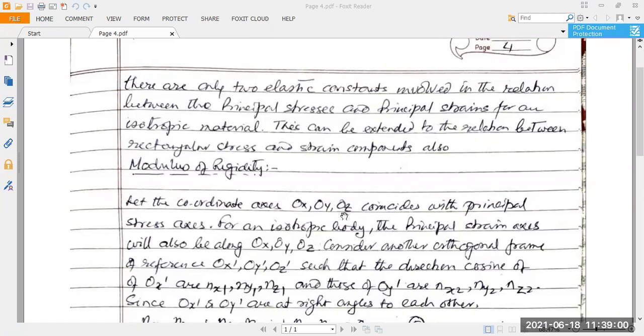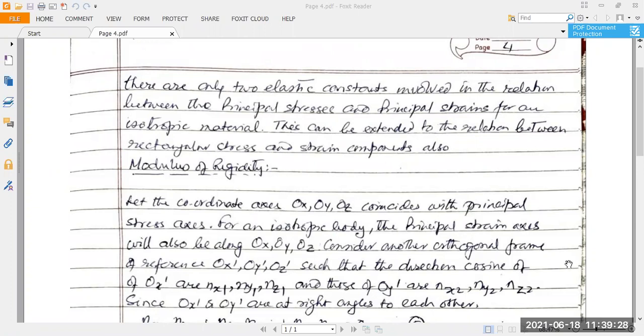What we do, for an isotropic body, where the properties do not change according to position and remain the same everywhere, is that the principal axes will be along OX, OY, OZ. Maximum stress will be on OX, minimum will be on OZ, and in between will be OY.